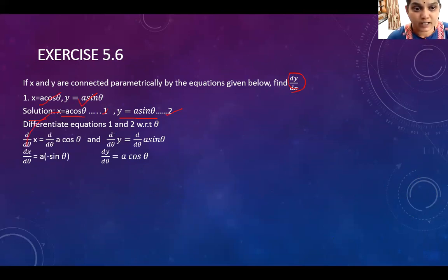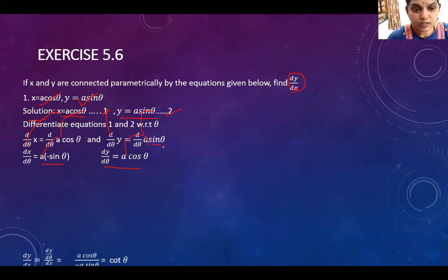Now we have to differentiate these two equations 1 and 2 separately with respect to theta. Dx upon d theta is d by d theta of a cos theta. This is dy upon d theta, it is d by d theta of a sin theta. A is a constant, I will keep it outside. Derivative of cos theta with respect to theta will be minus sin theta. So this is minus a sin theta. Then dy by d theta, a as it is constant, derivative of sin theta with respect to theta is cos theta.